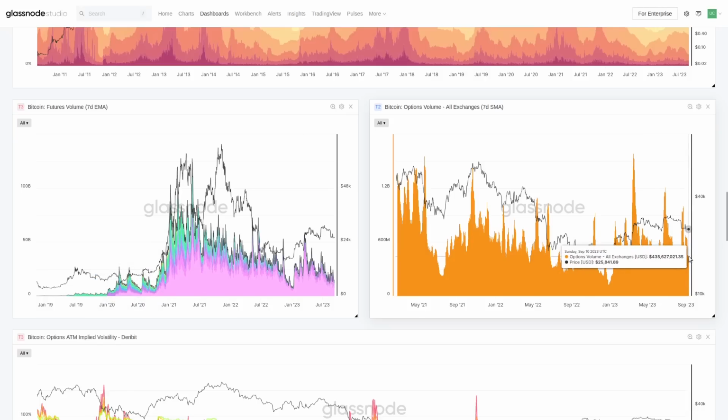Options are a little bit different, actually. Options have seen a net increase over the course of 2023. It's actually trading very similar to how it has through essentially as far back as our data goes. So the option space is starting to mature.